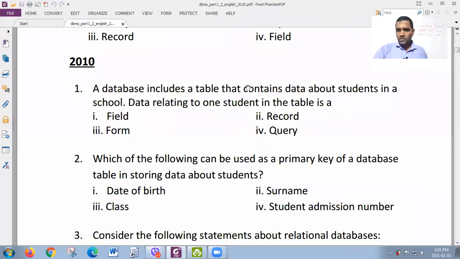A database includes a table that contains data about students in a school. Data relating to one student in the table is a. I repeat the question again. A database includes a table that contains data about students in a school. Data relating to one student in this table is a. Record. Record. Okay. Look, we are taking this question for the third time.